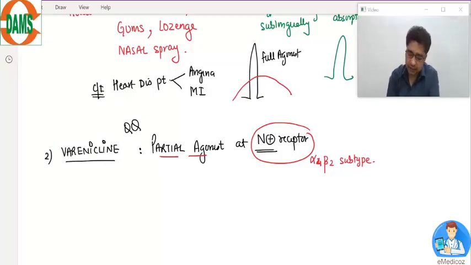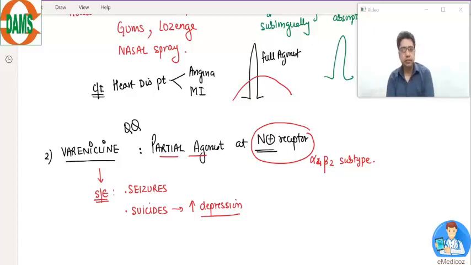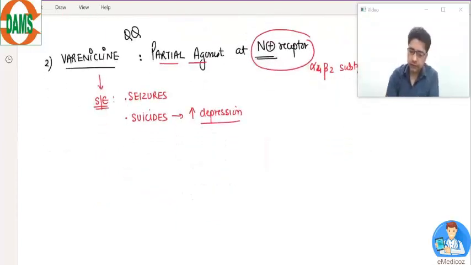Now what is the side effect of varenicline? Varenicline causes seizures. And varenicline causes suicides. Why does it cause suicides? Because it causes depression. In a depression patient, remember, suicidal tendencies occur. Depression leads to suicide.